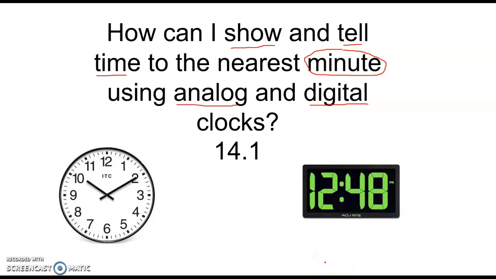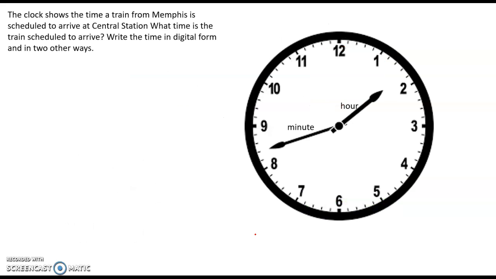things like that. Now, when you were in second grade, you learned how to tell time to the nearest 5 minutes. Today, we're going to be talking about telling time to the nearest minute. So I've got this problem. The clock shows the time a train from Memphis is scheduled to arrive at Central Station. What time is the train scheduled to arrive? Write the time in digital form and in two other ways.